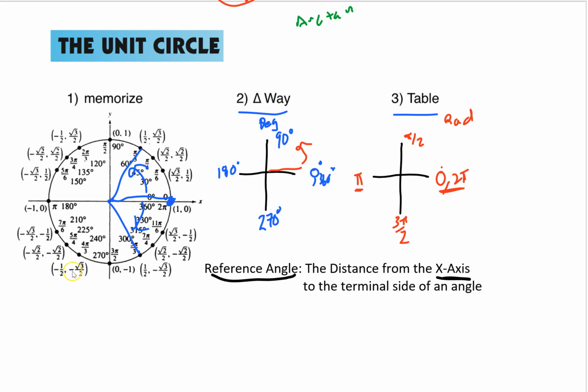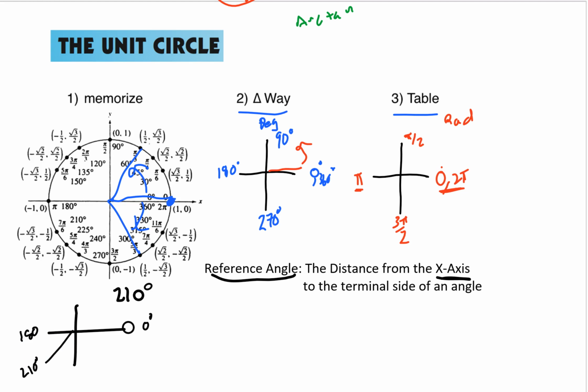So what does that mean? Let's say I gave you an angle that's like 210 degrees. So you start here, here's 0. Here's 180. 210's like over here somewhere, right? A little past 180. Doesn't matter how past right now.